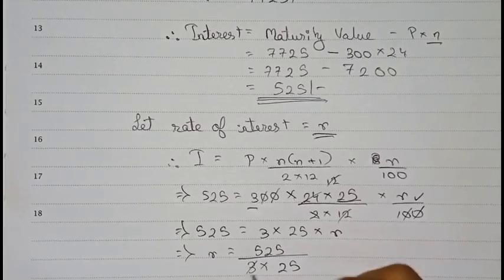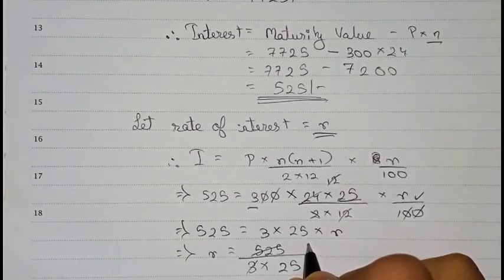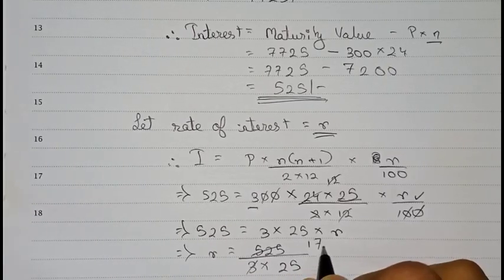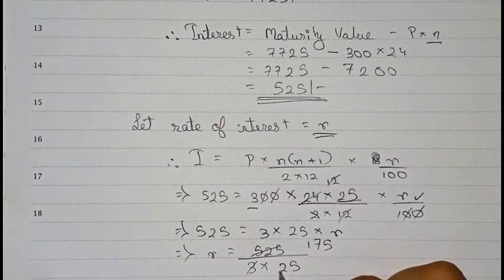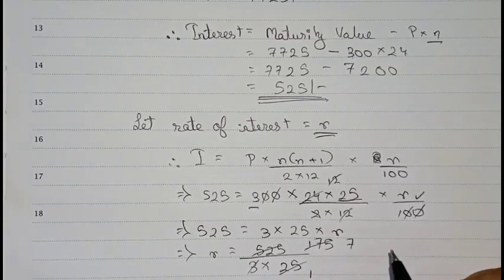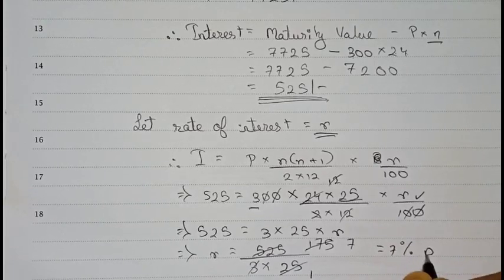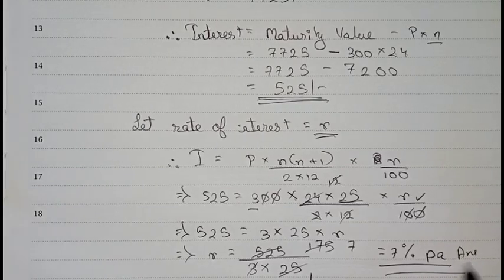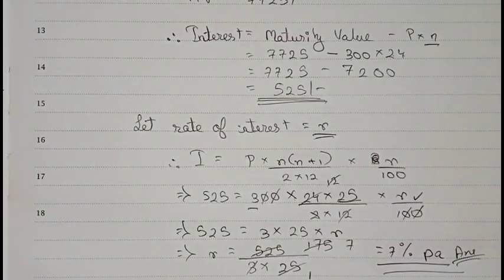So first I cut by 3. It becomes 3 ones are 3, 3 7s are 21, 1 5, so 175. Now with 25 you can easily cut this. So 25 7s are 175. So rate is equal to 7% per annum. So this is the final answer for this question. So guys, let's move on to our next question.